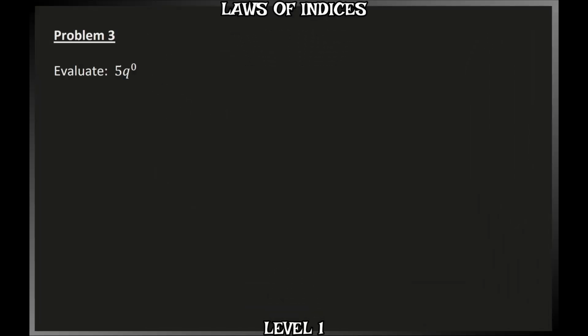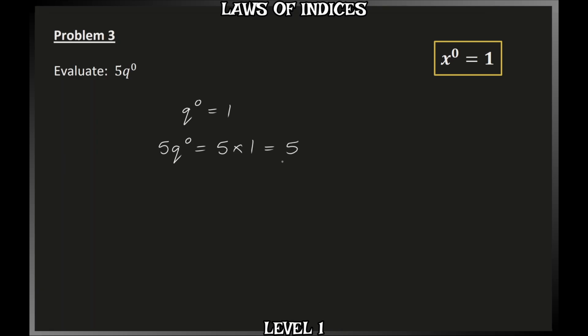In problem 3, we're evaluating 5q to the power of 0, and this means that we need to find its value. Because we have a power of 0 here, we're going to use this law, which tells us that anything raised to the power of 0 is equal to 1. This means that q to the power of 0 is equal to 1. So 5q to the power of 0 must be 5 times 1, which is equal to 5. And that's our final answer for problem 3.